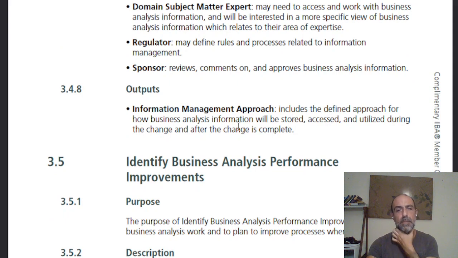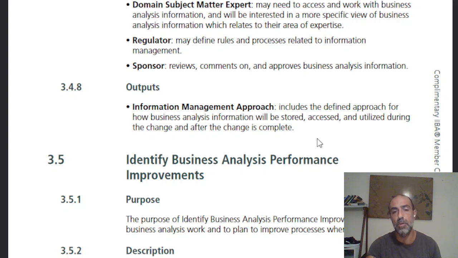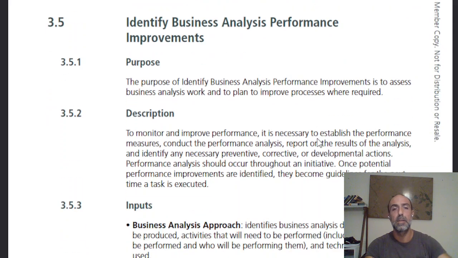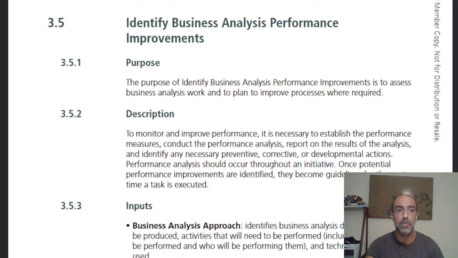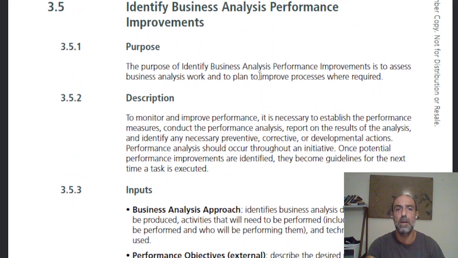And outputs. Information management approach includes the defined approach for how business analysis information will be stored, accessed, and utilized during the change and after the change is complete. And there we go, 3.4 is done. Next is identifying business analysis performance improvements. I'll see you on the next one.